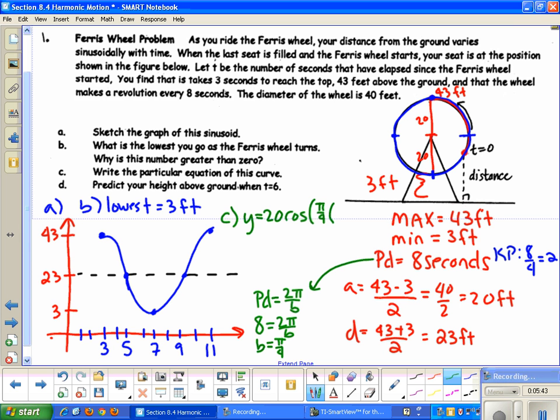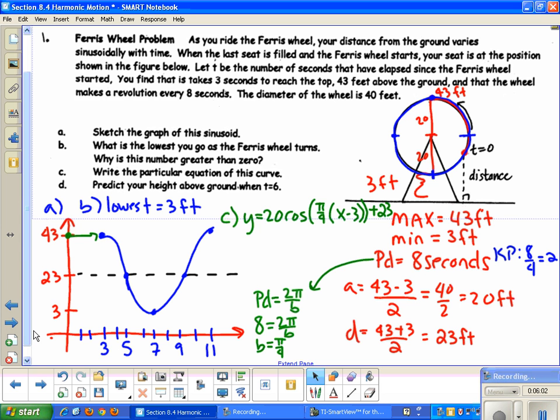And then we have a shift to the right, because instead of starting here, we shifted it to the right for 3 seconds for x value 3, so x minus 3. And then plus my vertical shift, which is 23. So this would be a cosine equation.